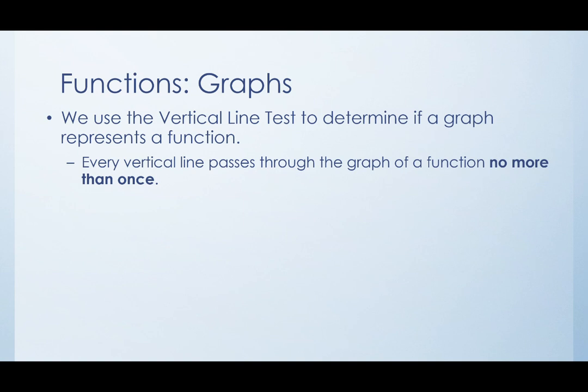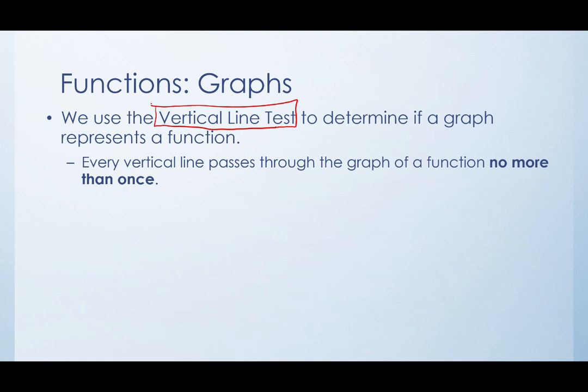Okay, so next we're going to look at some graphs, and we're going to ask, does this graph represent a function? To do that, we can use what's called the vertical line test. The vertical line test basically says, if I can pass a vertical line through my graph and it intersects it in more than one place, it's not a function.